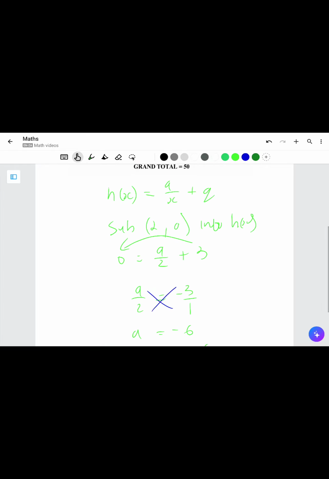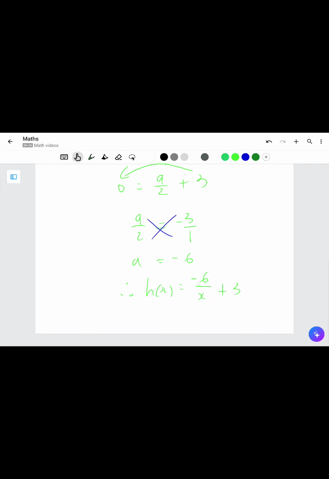And that is all it is for today, guys. That was 4 marks. The whole paper came out to 50 marks.